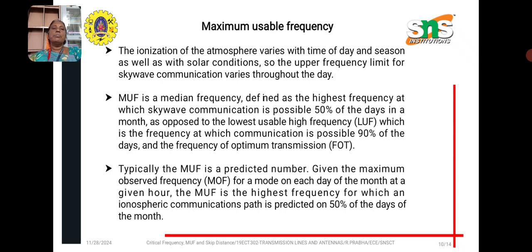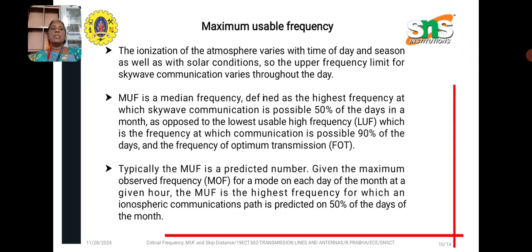And the ionization of the atmosphere varies with time of day and season as well as with solar conditions. So, the upper frequency limit for skywave communication varies throughout the day. And this MUF is a median frequency defined as the highest frequency at which skywave communication is possible 50% of the days in a month, as opposed to lowest usable frequency LUF. And this is the frequency at which communication is possible 90% of the days, and the frequency of optimum transmission FOT. So typically the MUF is a predicted number given the maximum observed frequency MOF for a mode on each day of the month at a given hour.